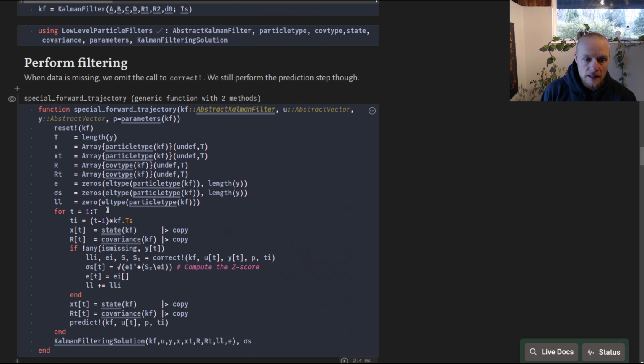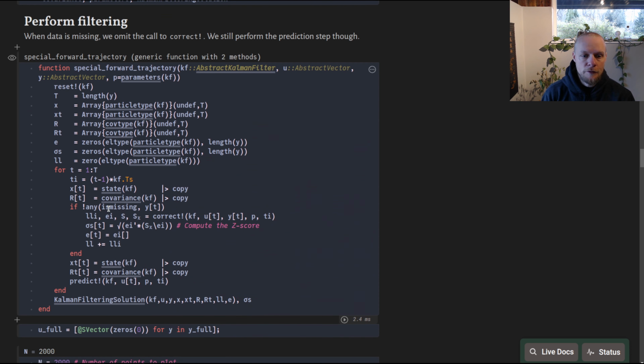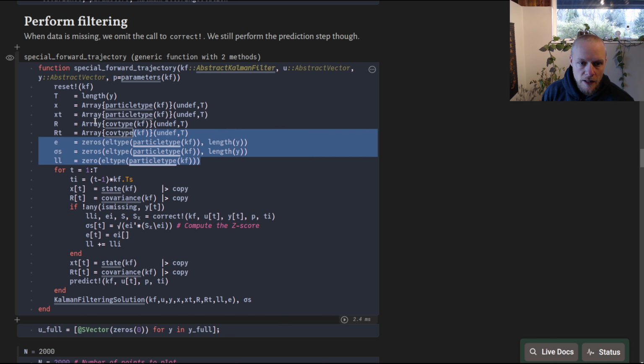All right, then I want to perform the filtering. And here, since I have a bunch of missing data, I have implemented a special forward trajectory function. So forward trajectory is a function from the particle filter library that just performs filtering along an entire data trajectory in one go. And here I call it special because I want to do something particular if I encounter a missing data point. So here I create a bunch of arrays so I can store the solution.